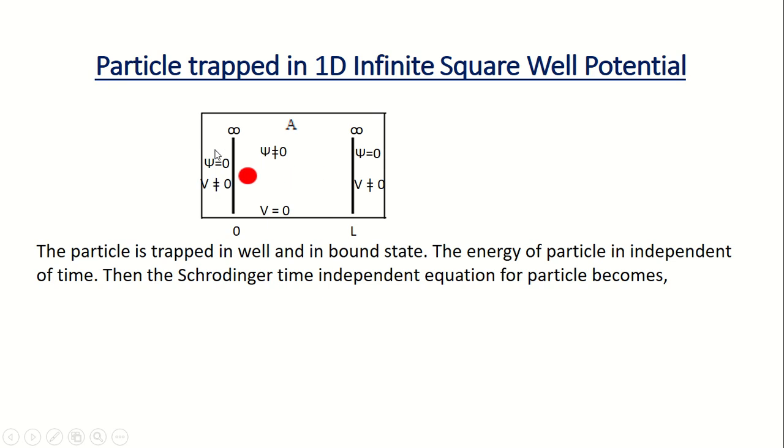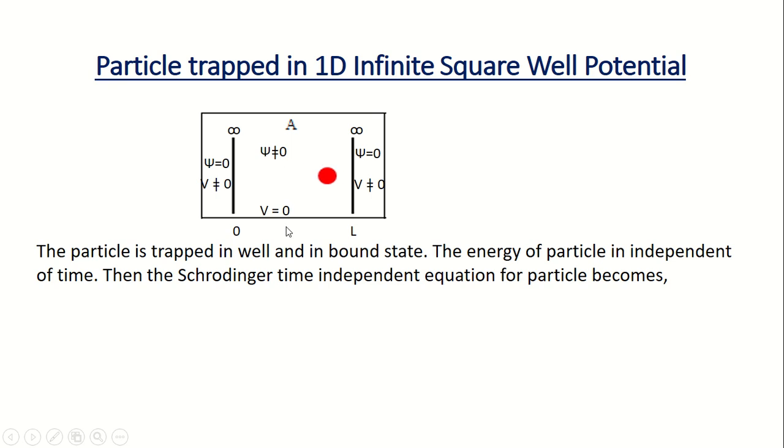So remember, this wave function represents the probability of finding the particle. As the particle is present inside the well, psi is not equal to 0. As the particle is not present outside the well, psi is equal to 0. So this particle is trapped in a well and it is in a bound state. So the energy of the particle is independent of time, and therefore we have to use Schrodinger's time independent wave equation to find out the energy of the particle.